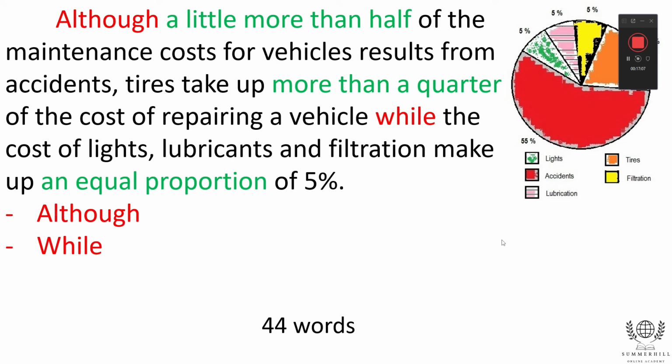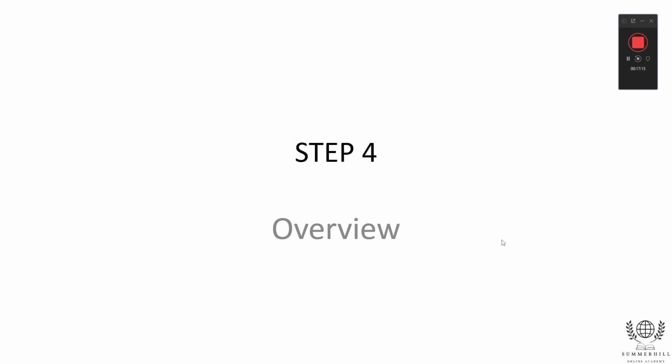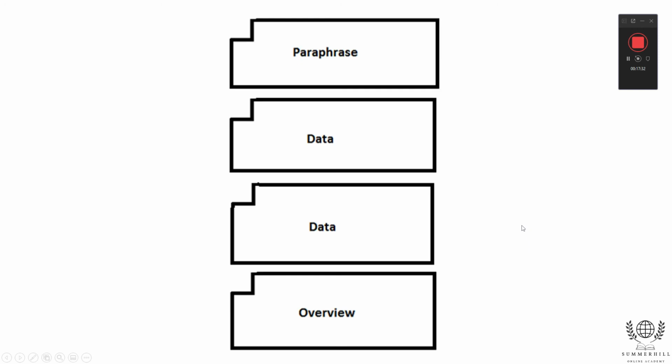And again, we have another 44 words, so now we're down to 120 words, so we only need 30 words more to complete this, so we're ready for a final step, which is to write the overview. The overview is important. You will need an overview for all academic writing tasks 1, including maps and charts, just to make you remember that. But anyway, it's time to write the overview, which comes at the end.